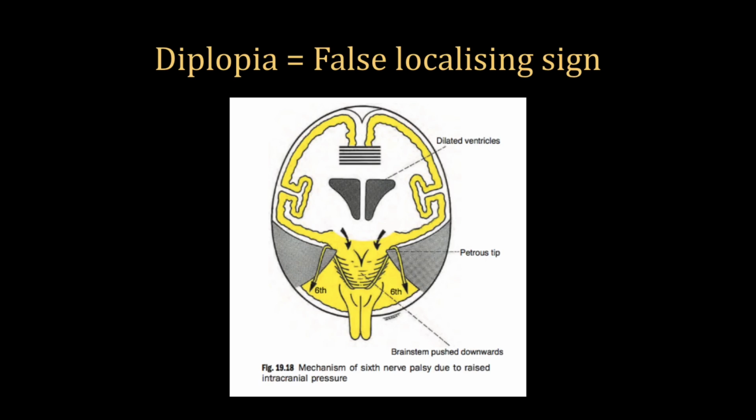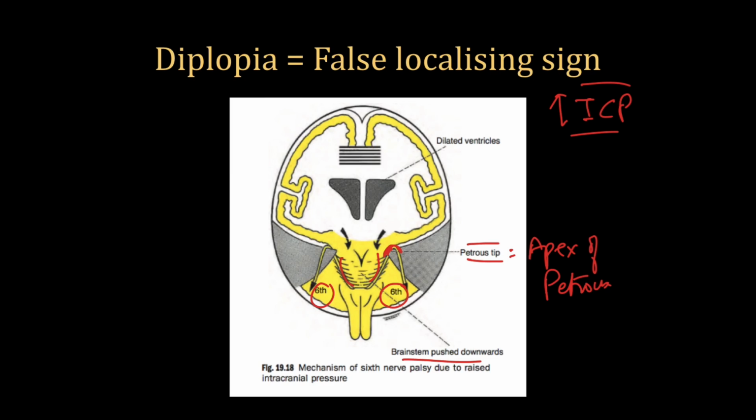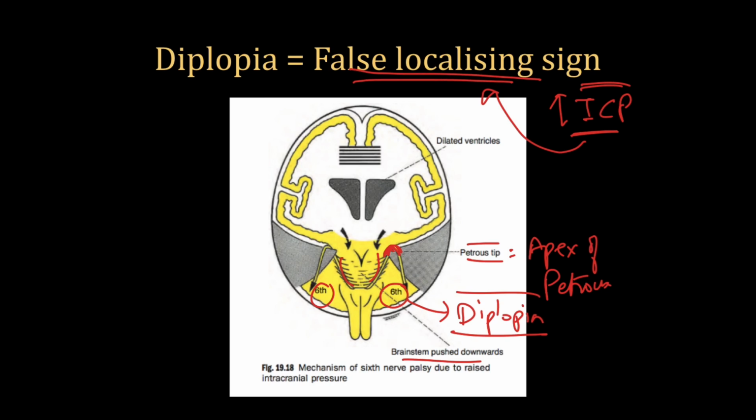Why did the patient have diplopia? When there is a rise in the intracranial pressure, there is herniation of the brainstem, which pushes downwards, and thereby the sixth nerve, that is the abducent nerve's sheath, gets compressed at the petrous tip, or the apex of the petrous temporal bone. So the compression of the sixth nerve causes diplopia. Now this is not because of any local reasons, this is because of a rise in ICP only, therefore this is a false localizing sign.